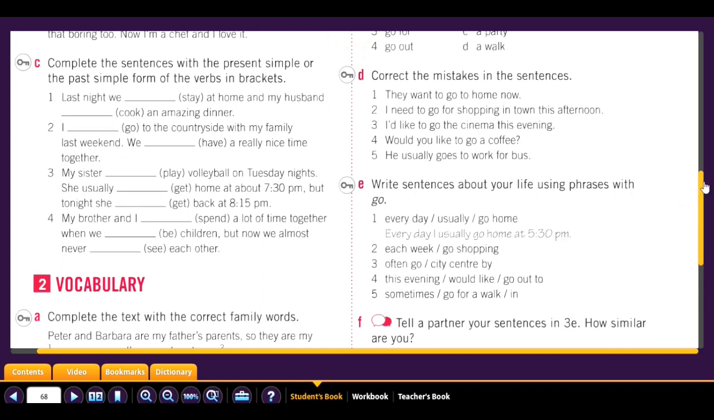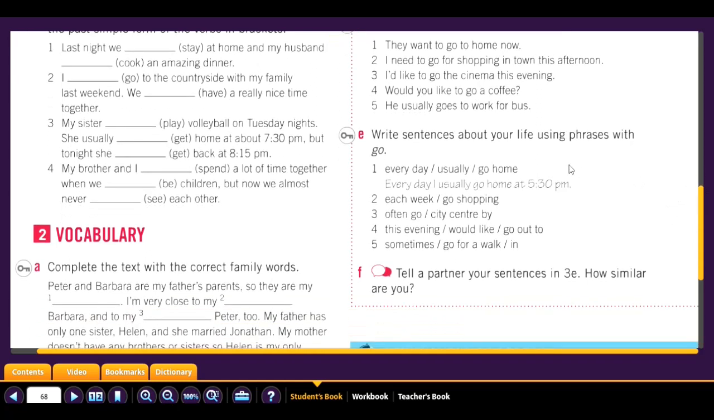Now write sentences about your life using phrases with go. Aquí tenemos go home, go shopping, go to a city center by, go out to, go for a walk in. Por ejemplo, la primera. Every day I usually go home. Y la hora, at 5:30 p.m. Each week I go shopping. ¿A dónde van a comprar? Go shopping.